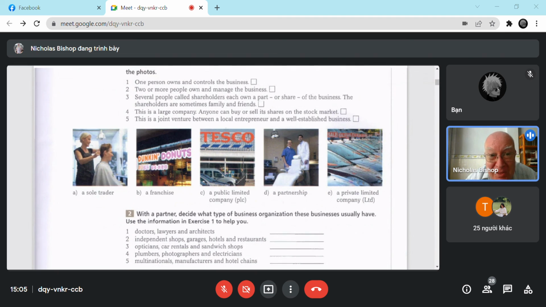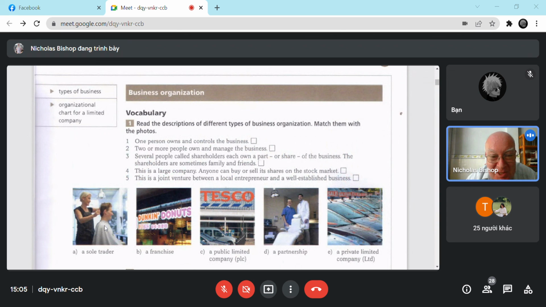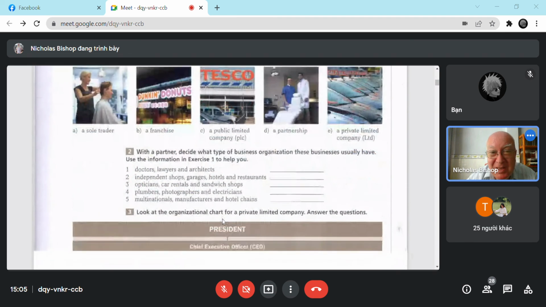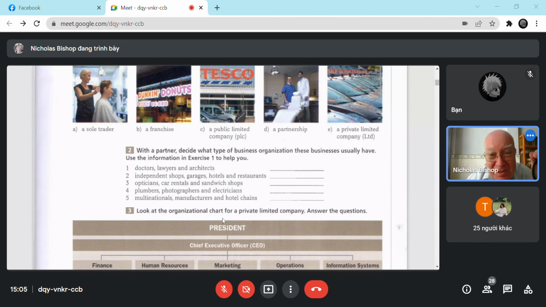But okay, these are the different kinds of businesses: sole trader and partnership and franchise and private limited company and public limited company. That's important. Maybe you can do number 2 then.